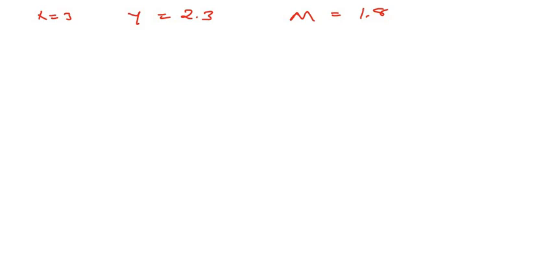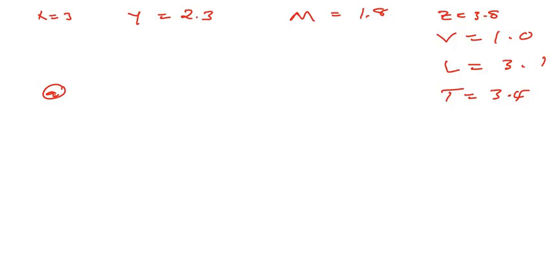Z, which is 3.8. You have V, which is 1.0. You have L, which is 3.1. You have T, which is 3.4. So look at A. We're just going to compare everything there. A is X and Y. The difference here is just going to be 3 minus 2.3, that's 0.7. So the first one, X and Y, the difference in electronegativities is 0.7.